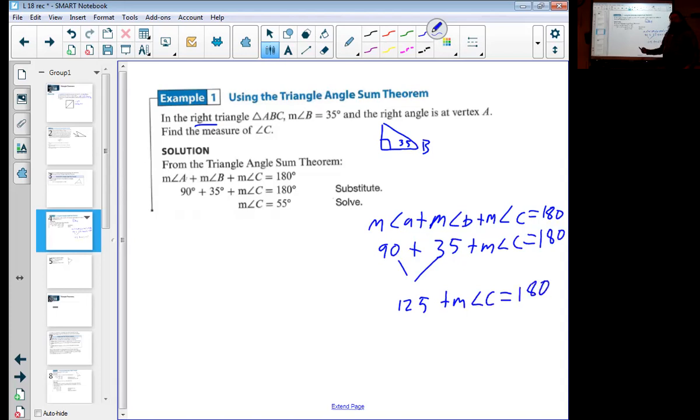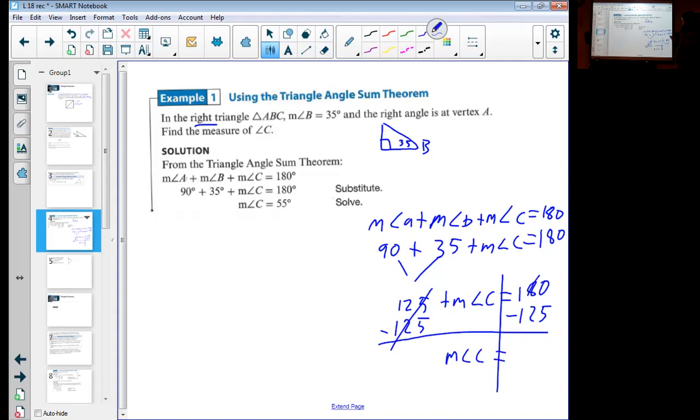So now, to get rid of a plus 125, we can subtract 125. We can subtract 125 because we have the subtraction property of equality. Now 125 minus 125 cancels out, leaving the measure of angle C is equal to 5 minus 0 minus 5. We can't do that, so we need to regroup.